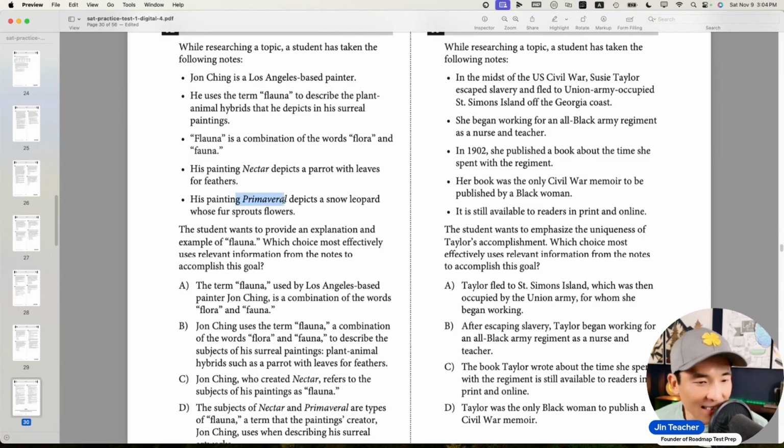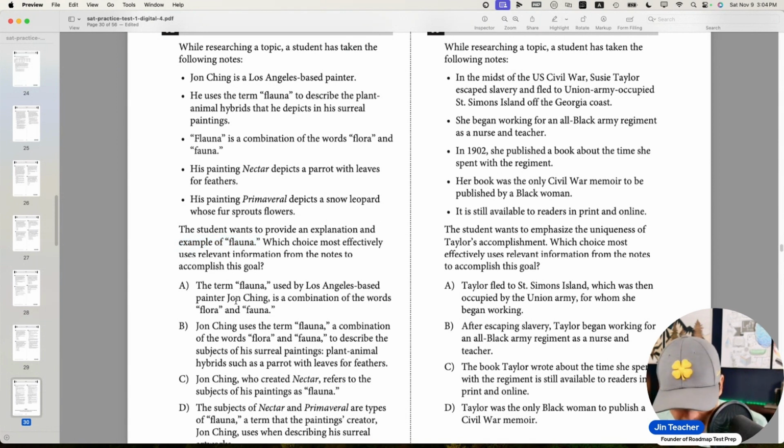And then the last note, his painting Primavera depicts a snow leopard whose fur sprouts flowers. So again, an animal with flowers, right? So it's just giving us examples of paintings where he draws fauna. Okay. So the student wants to provide an explanation and an example of fauna. So I notice that there are two goals. The student wants to provide an explanation of fauna, so telling me what fauna is, and wants to provide an example of fauna, so giving me details about fauna.